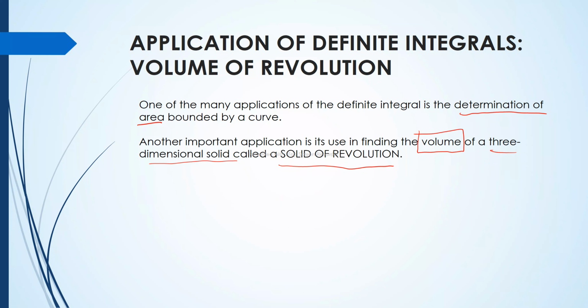So last time, one application of the definite integral was the determination of the area bounded by a curve. Right now, we'll be dealing with finding the volume of a three-dimensional solid. We call it our solid of revolution. So why do we call this a solid of revolution?